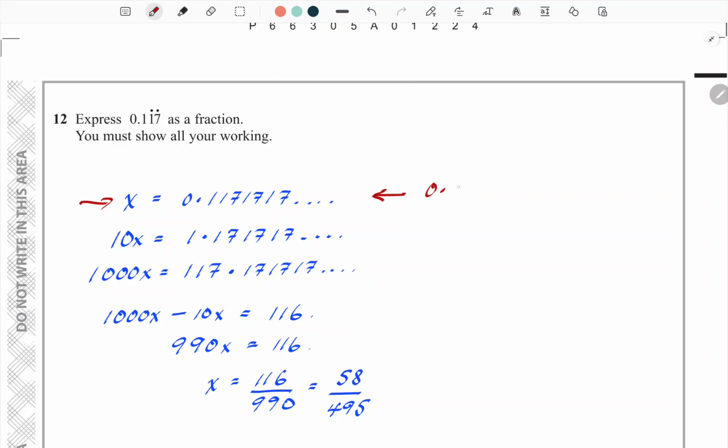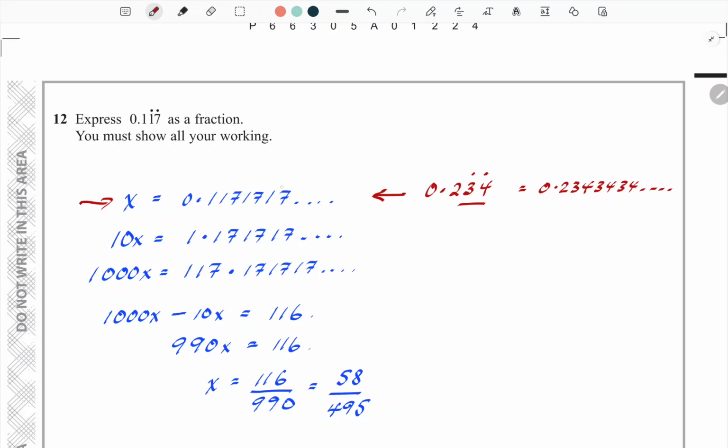This is something important to reiterate. If I had this, for example, 0.2343434, then what that means is the 0.2 is as it is. It's the 3 and the 4 that keep repeating. So that will actually be 2, 3, 4, 3, 4, 3, 4, etc. So it's only the 3 and the 4 that repeat, for example. So in this one, it's the second 1 and the 7 that keep repeating.